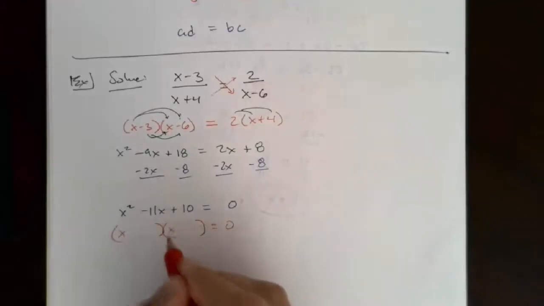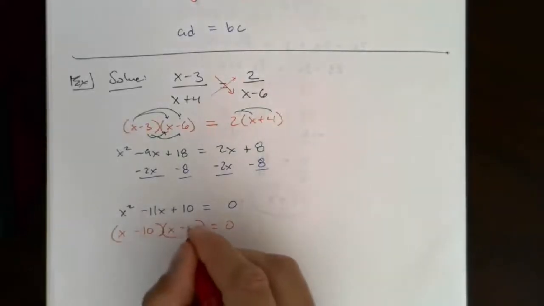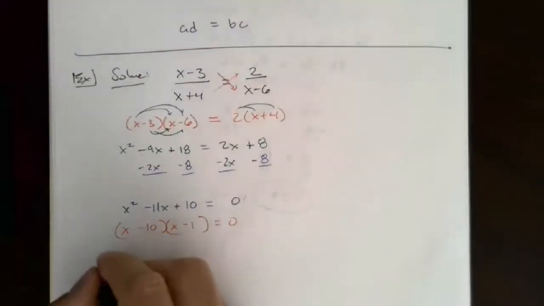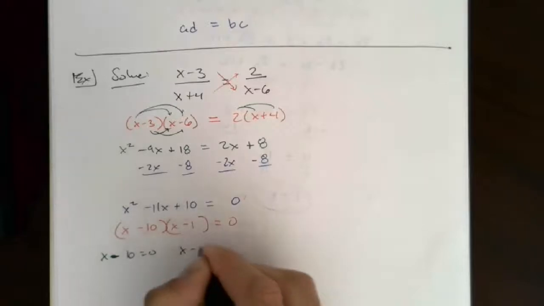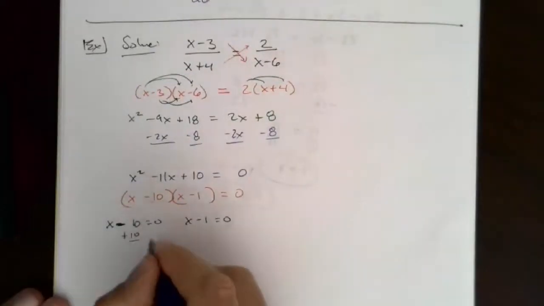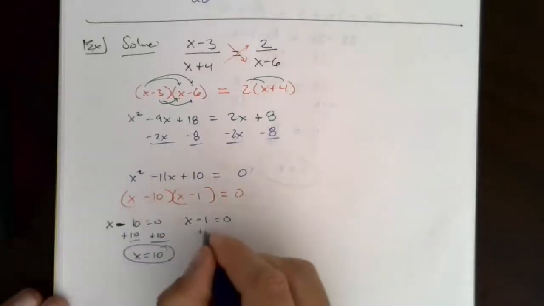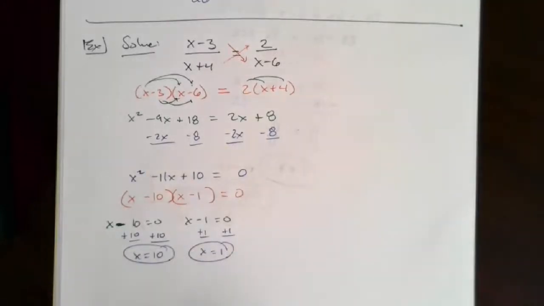We have x times x, multiplies to a positive 10 and adds to a negative 11. Numbers that do that are a negative 10 times a negative 1. Solving this, you set each factor equal to 0 now, remember? So we have x minus 10 equals 0 and x minus 1 equals 0. I'll add 10 to each side here. I get x equals 10. Here I'll add 1 to each side. I get x equals 1. And so I have two solutions, 10 and 1.